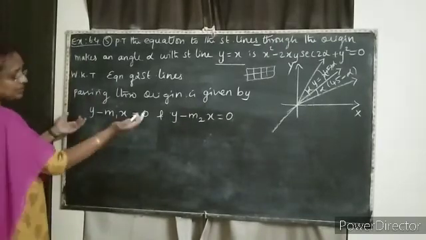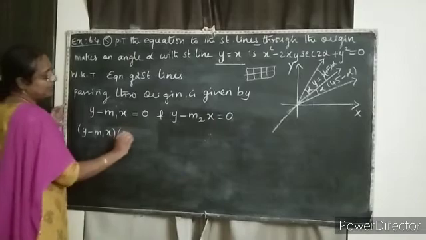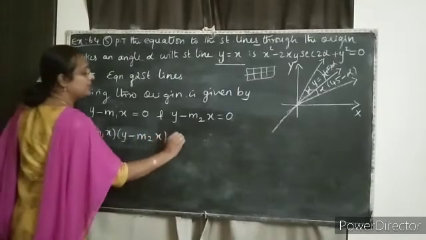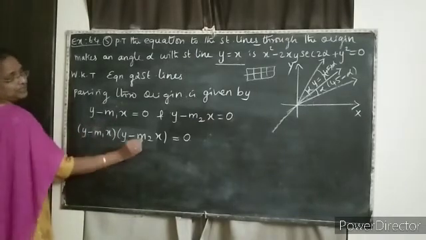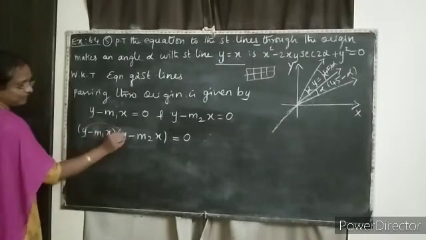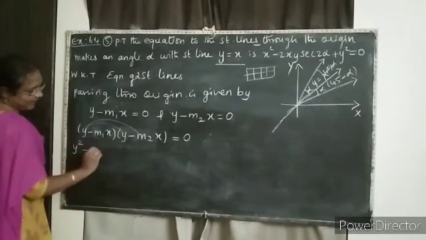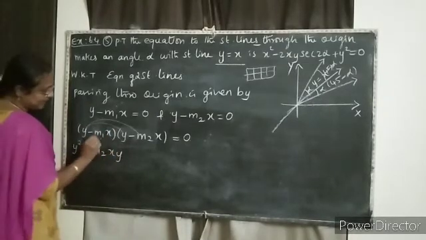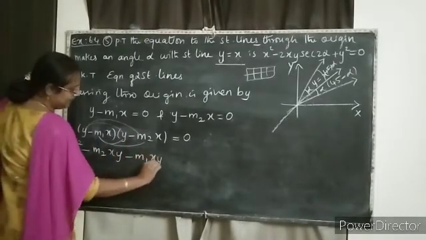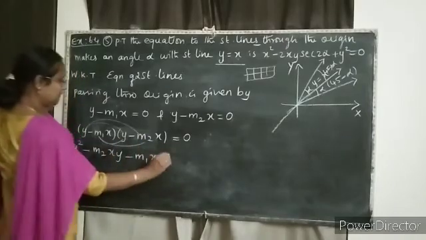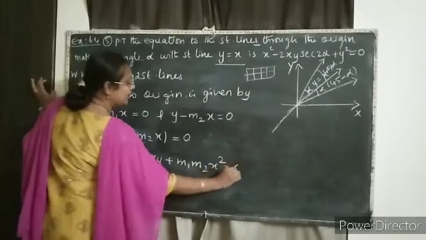Now what I am going to do, I am going to combine these two straight lines: y minus m1x into y minus m2x is equal to 0. Now we are going to multiply as usual, algebraic multiplication. So what will you get when you take y and multiply? You will get y squared minus m2xy. Now next one, take this and multiply. So what will you get? Minus m1xy. Next one is plus m1 m2 x squared equal to 0.